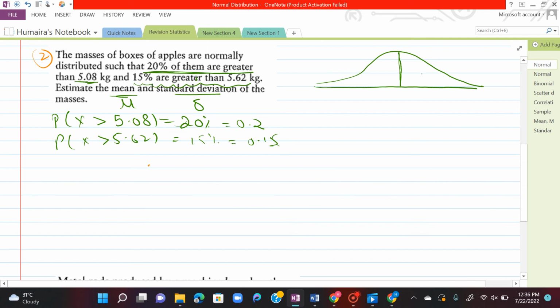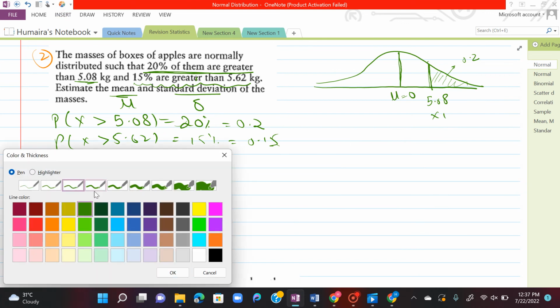Both are wrong, because I know half is 0.5, half is 0.5. So I must put these values somewhere on the right side of the mu 0, so that if this position is, let's say, 5.08 and I'm calling it x1, then this whole area will be equal to 0.2, right?